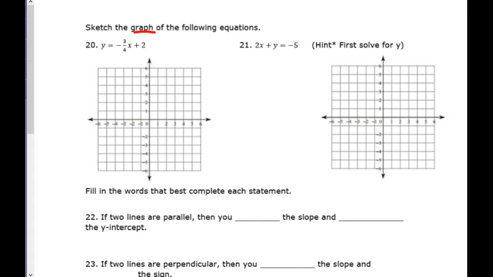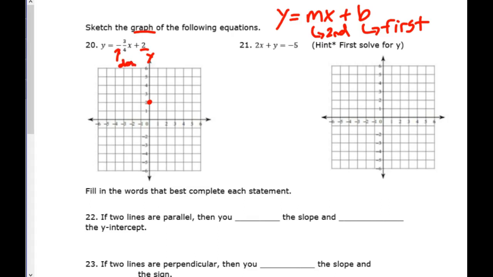So we're going to graph, right? So y equals mx plus b. So b is first, b for beginning. And then this is second, okay? So b over here is 2 on the y-axis, right? So put a point at 2, and then your slope is negative 3 over 4. Negative means down to the right. So down 1, 2, 3, to the right 4. 2, 3, 4. Alright, and that's it.